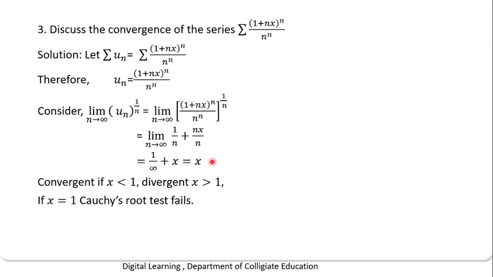Here x is a variable, it may be less than 1, greater than 1, or equal to 1. According to Cauchy's root test, if x is less than 1, the given series is convergent. If x is greater than 1, the given series is divergent. And if x is equal to 1, the test fails. When Cauchy's root test fails, then we apply another method. One is the order test, which is nothing but the 1 over n raised to p form test, or the fundamental test.